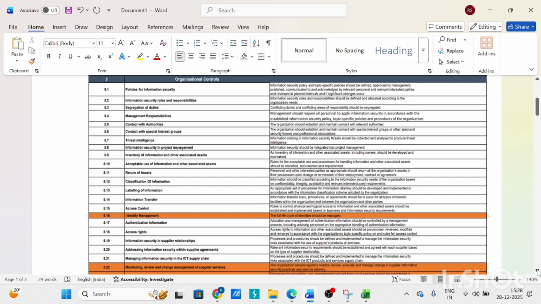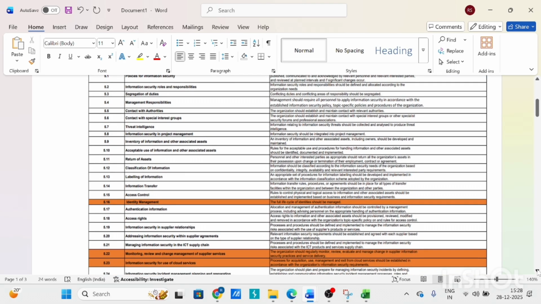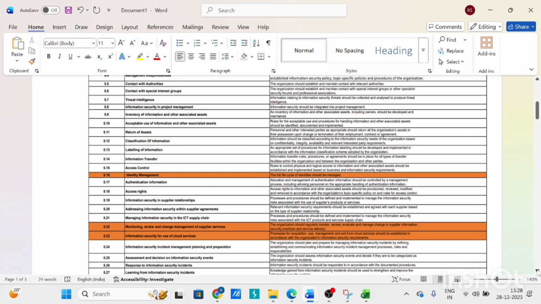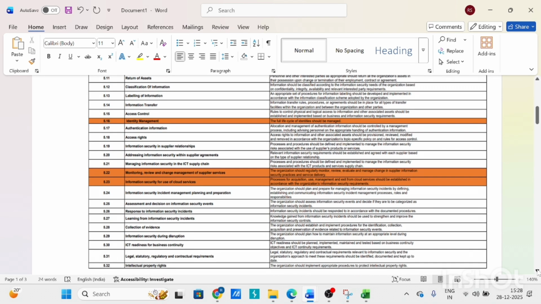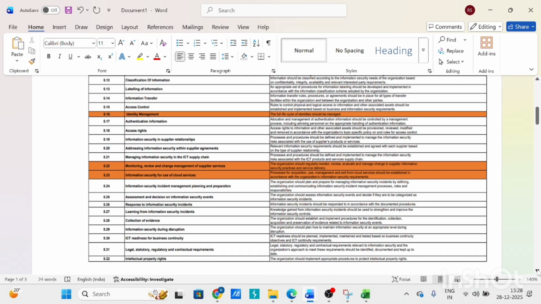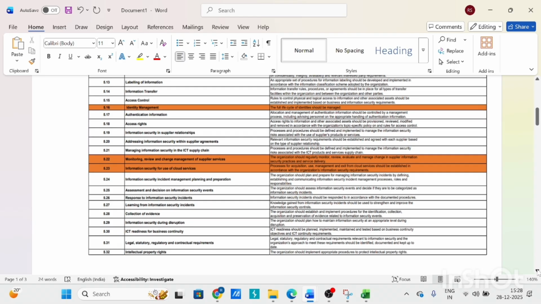Access control is the backbone of ISO 27001, and also from the organization's point of view. Rules to control physical and logical access to information and other associated assets should be established and implemented based on the business and information security requirements. 5.16 talks about identity management. The full life cycle of identity should be managed.